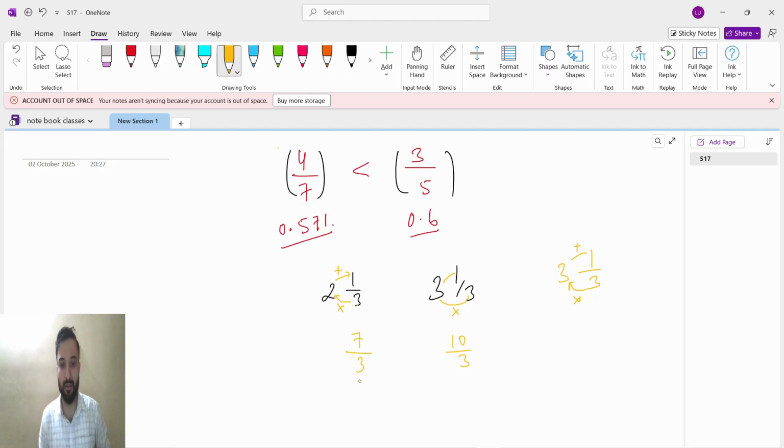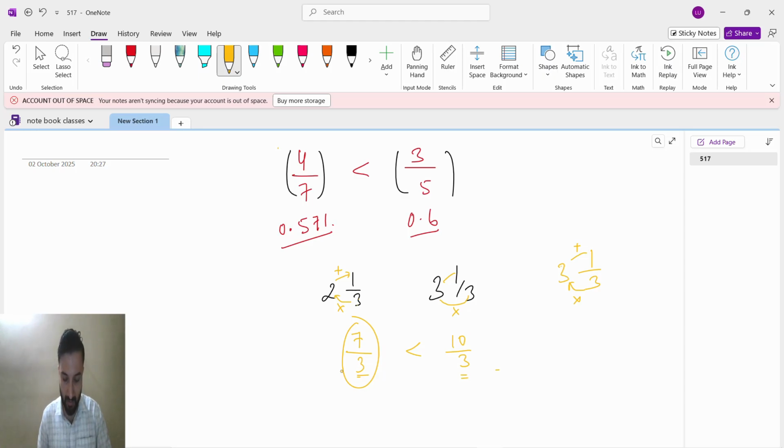Okay, here it is easy, guys. See, the denominator is the same, it is 3 and 3. What you can see is the numerator: 10 is greater than 7, and 7 is smaller. If you want, you can use the calculator.